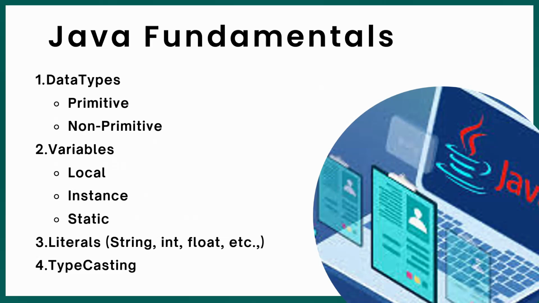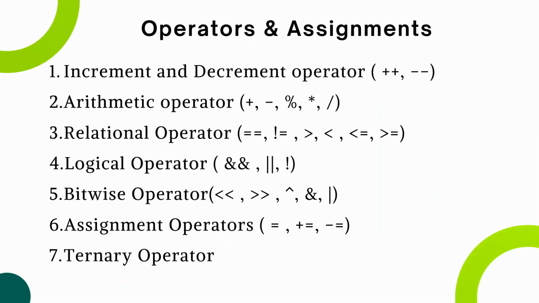Next, we'll see literals. We have string literals, int literals, floating point literals, etc. We'll discuss more on literals. And then typecasting. In typecasting, we can see implicit typecasting and explicit typecasting. Next topic, we'll see operators and assignments.